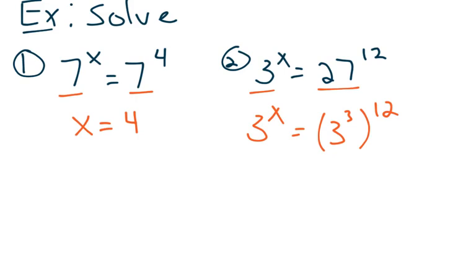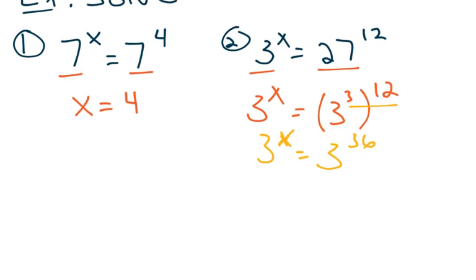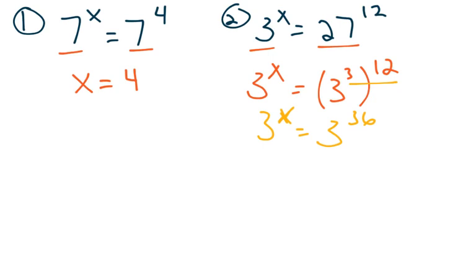Now we can take 3 times 12. So we'll have 3 to the x is equal to 3 to the 36th power. This right here is the power to a power rule. If two exponents are right next to each other, we just multiply them together. So 3 times 12, that's where 36 comes from. Now we've got 3 to the x is equal to 3 to the 36. Now our bases are the same, so we can set our exponents equal to each other. X equals 36, and we're done because there's nothing else to solve. So that would be your answer for number 2. X is equal to 36.